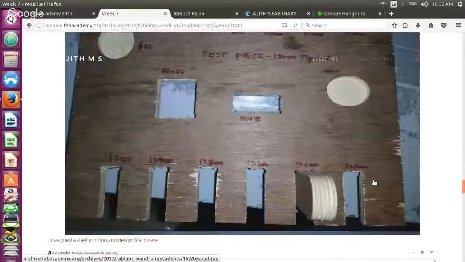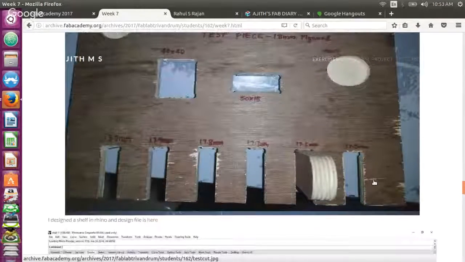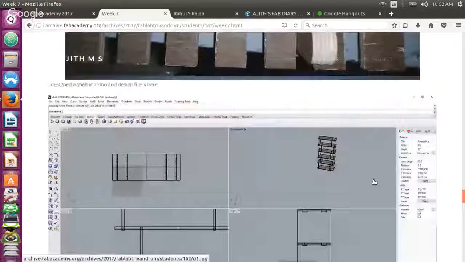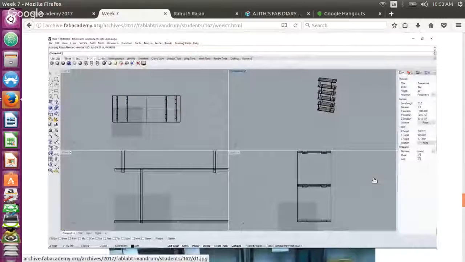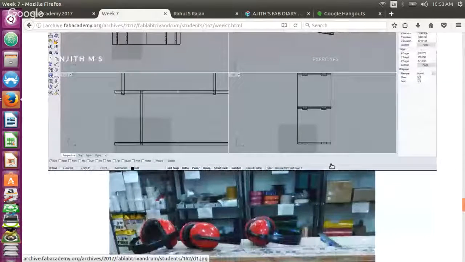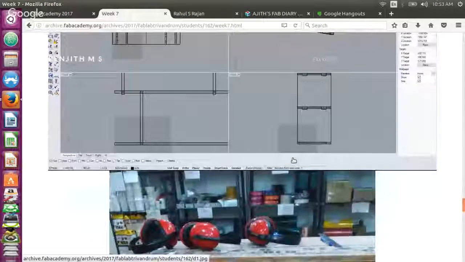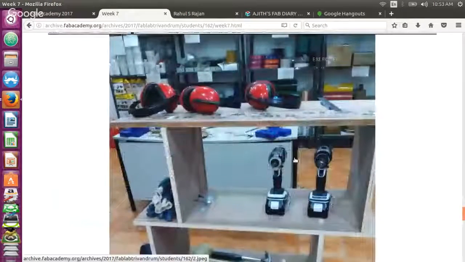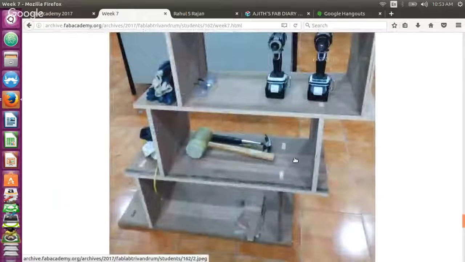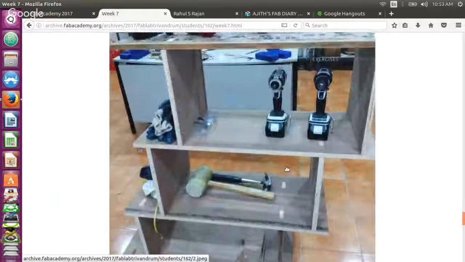After that, I used my design, which I made using Rhino. My work is just a staircase. It was a night work job, actually done on Saturday. Finally, the product is kept here. This shelf is a press fit thing, and I keep the materials here.